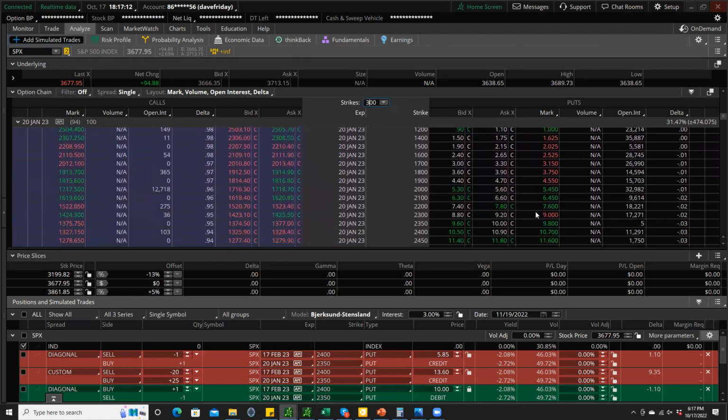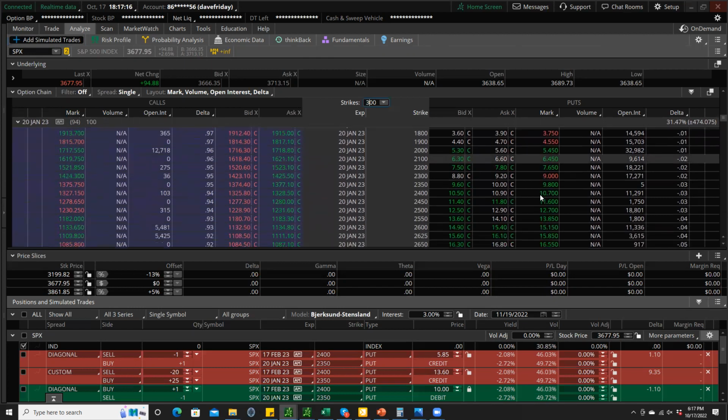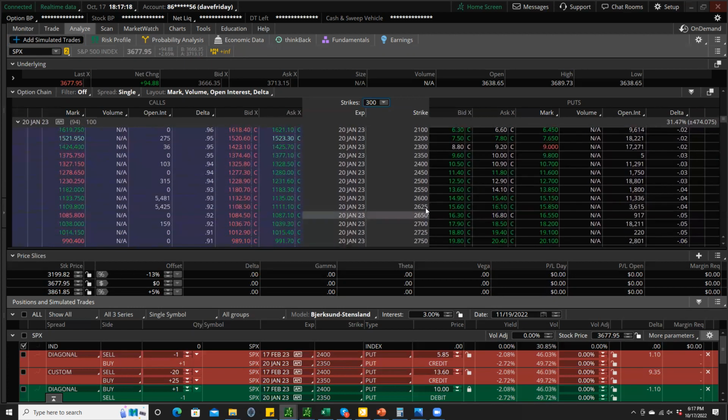Also, as you may remember from the original presentation, you don't want these strikes between where we buy or sell and where we take on the other side to be too much wider than 50 points. You can see this is 26.25, 26.50. That's 25 points difference. That would be fine. 26.50 and 2600 would be fine.